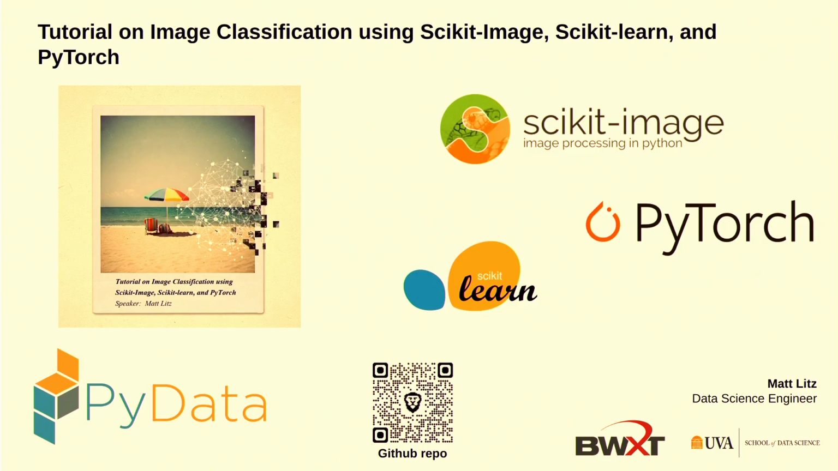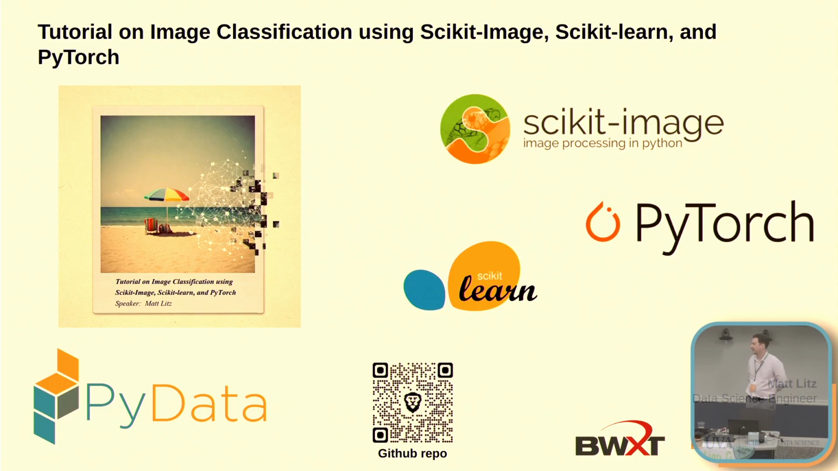So Matt Litz, do you have any slides to introduce yourself, or do you want me to give an overview? You can give an overview. Yeah, so Matt's a data scientist engineer at BWX Technologies down in Lynchburg, Virginia. And he did his master's in data science from UVA in 2023. Obviously has an interest in computer vision, and he'll be telling us today about image classification with all these cool tools. So I'll let you kick it off.